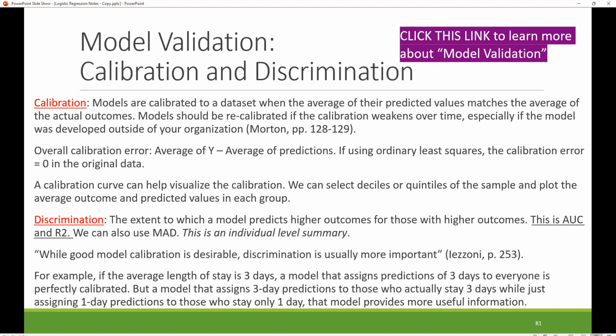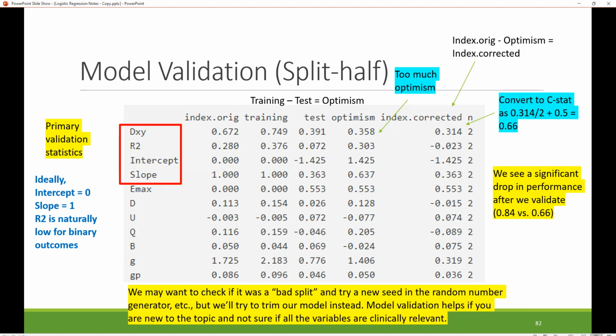And we can see that greater discrimination would be a bigger concern when we're doing predictive modeling, because in that case we're assigning predictions to each individual patient or case. So model discrimination is actually something we would be more concerned about when we're doing predictive modeling.